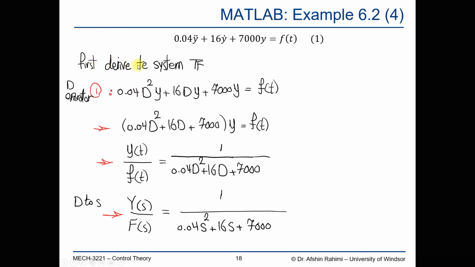So we first need to find our transfer function. To find the transfer function, we can use the D operator. So we find the D operator equation, collect the y terms, form the output to input fraction, and then replacing D by s, we get our transfer function. Again, we can use a transfer function because the problem tells us that the system is initially at rest, so we have zero initial conditions.